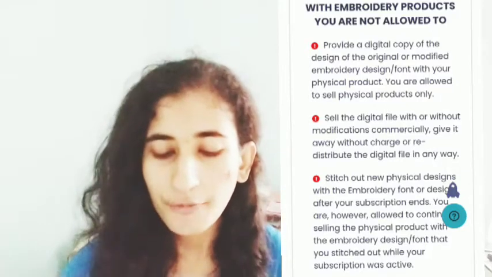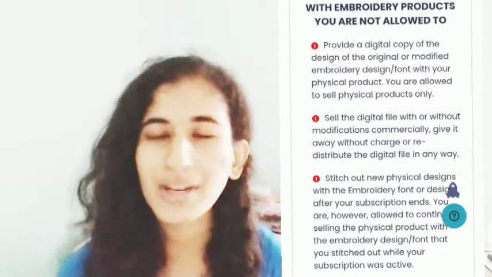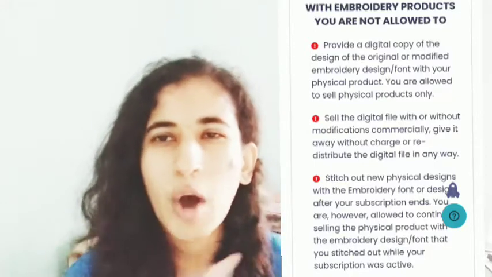Stitch out new physical embroidery designs with embroidery font or designs after your subscription ends. So one thing is most common to all the licenses: the subscription end. The moment your subscription ends, you're not allowed to use the designs that you have already downloaded from Creative Fabrica and modify them and use them in your designs. You're not allowed to do that. You are only allowed to do it when you have the active subscription.